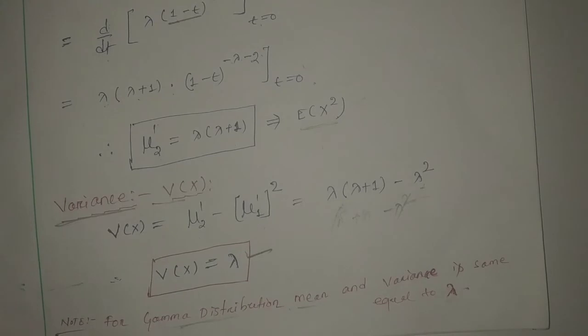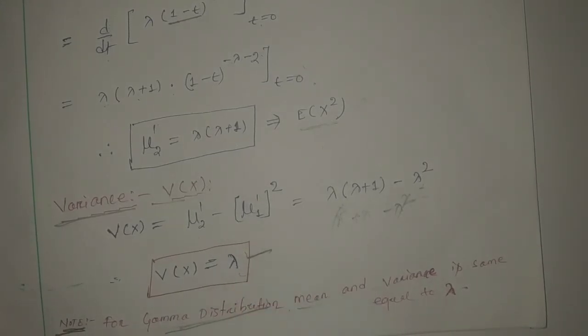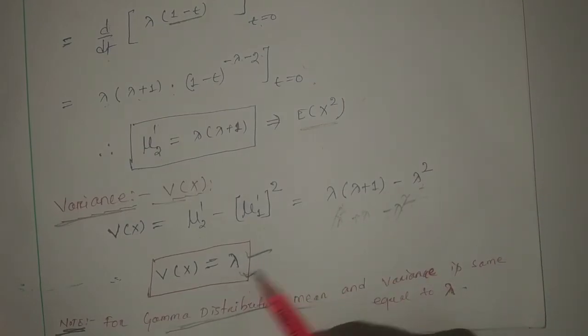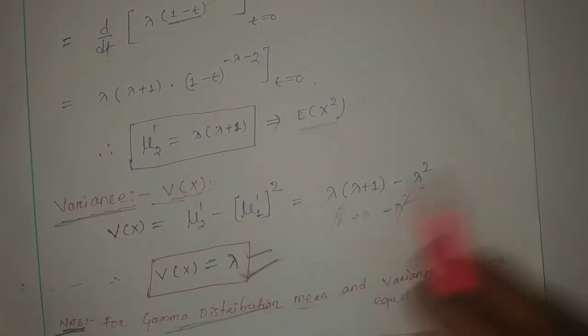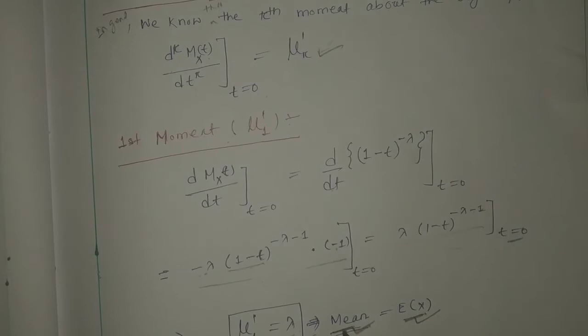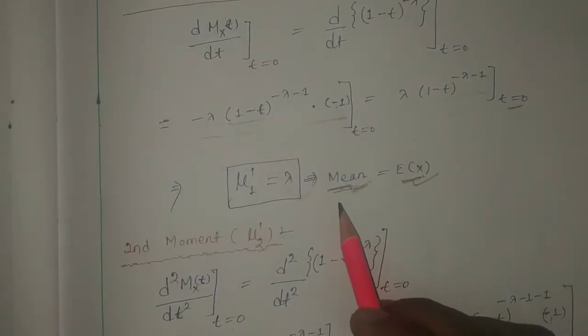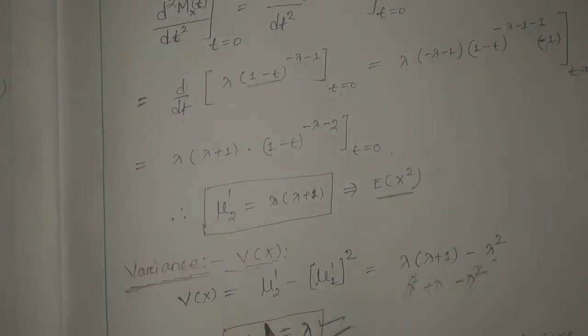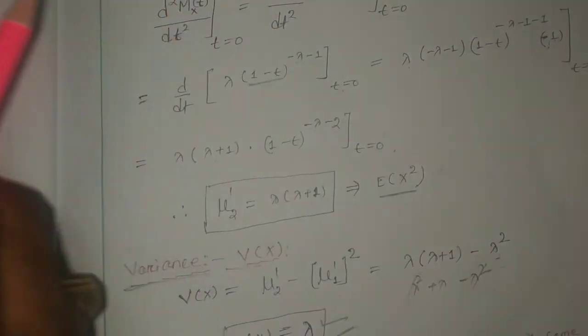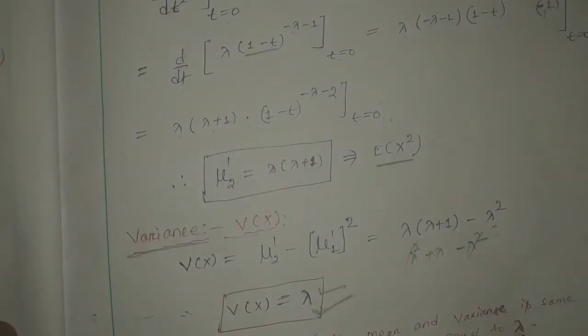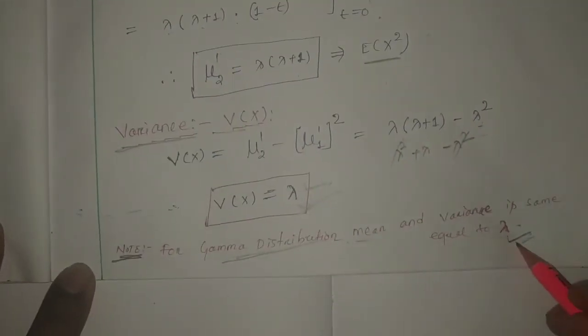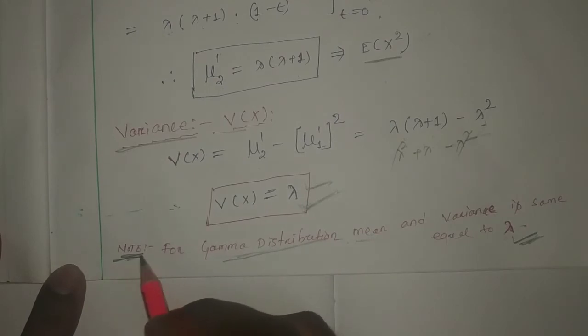So here you are going to note one thing, that for the gamma distribution, whatever value we found, the variance value is exactly the same as the mean. Okay, for the gamma distribution, mean and variance both are equal. That you have to write down in your notes as a note.